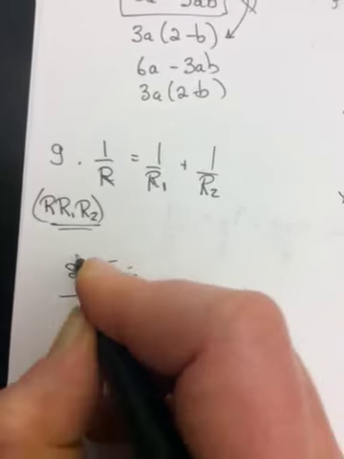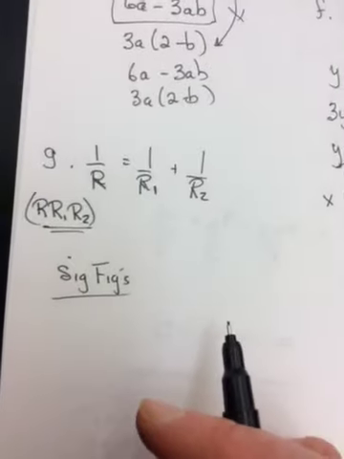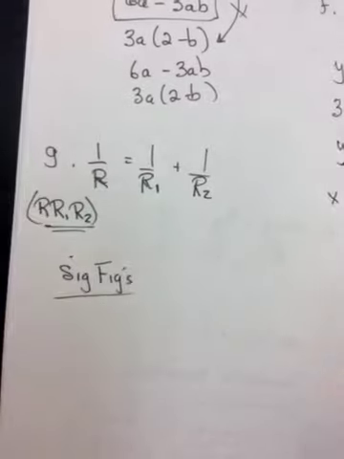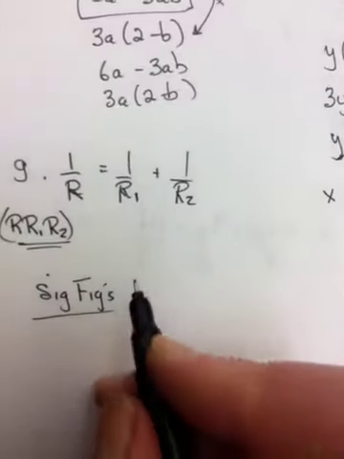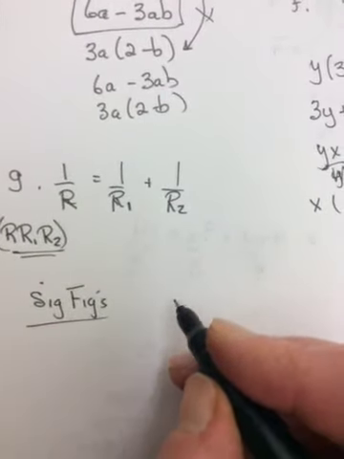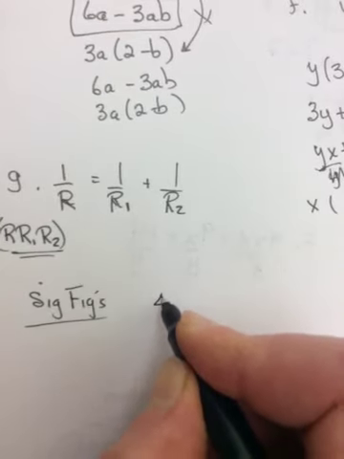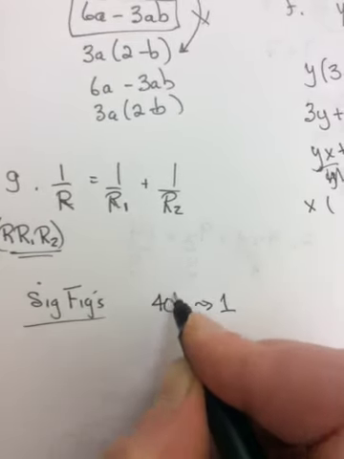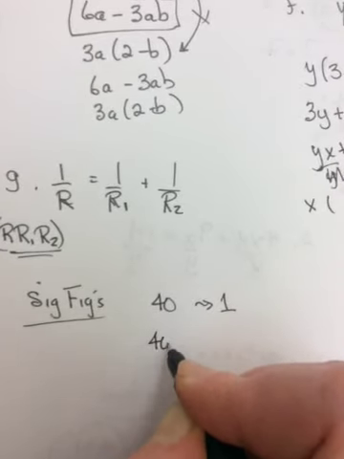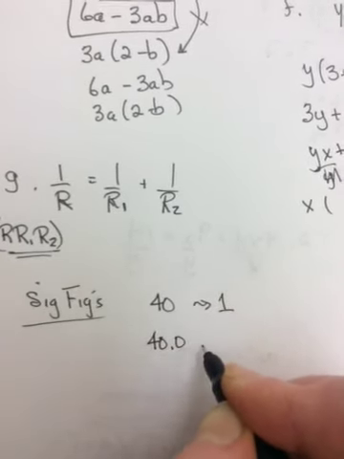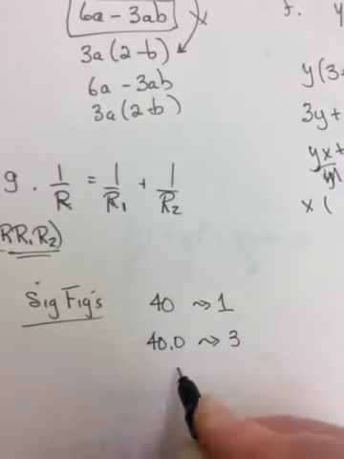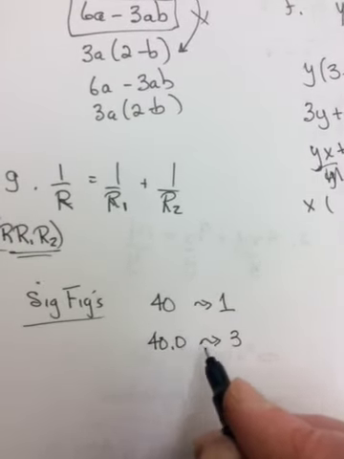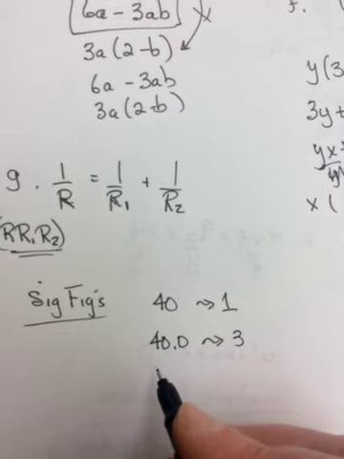Okay, so number 6, which technically you didn't have to do your first night, but you will have to do before you hand it in the next time I see you. So remember sig figs. If you have something like 40, it only has one significant digit. The 0 doesn't count. But if you have 40 with a decimal and a 0, then this has 3. So zeros after a decimal do count.